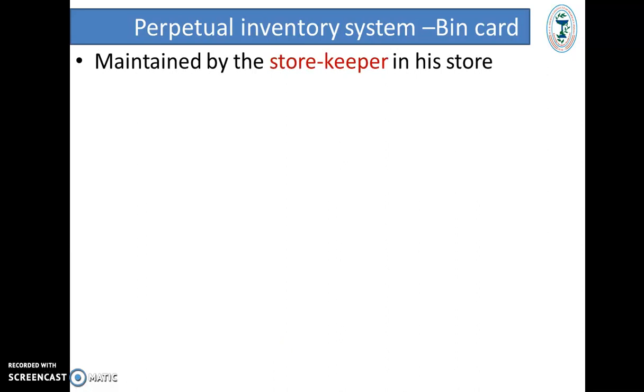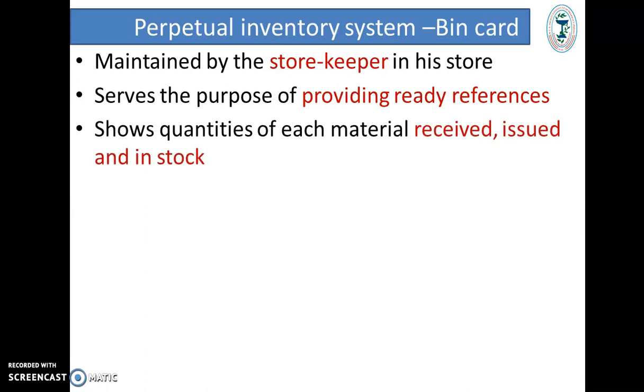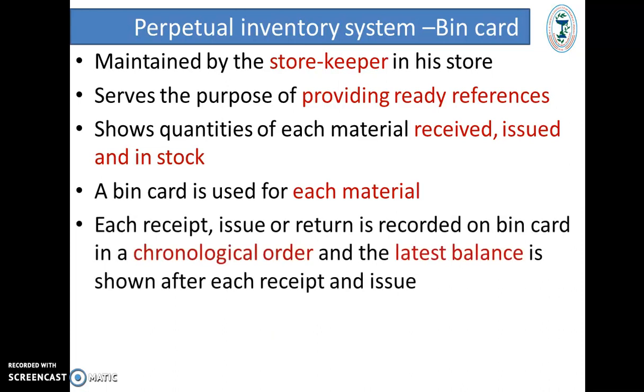This is a document maintained by the storekeeper in his store to keep the record of all the items of material and goods in his store. Bin card serves the purpose of providing ready reference. It shows quantities of each material received, issued and in stock. Bin card is useful for each material. Each receipt, issue or return is recorded in a bin card in chronological order and the latest balance is shown after each receipt and issue.